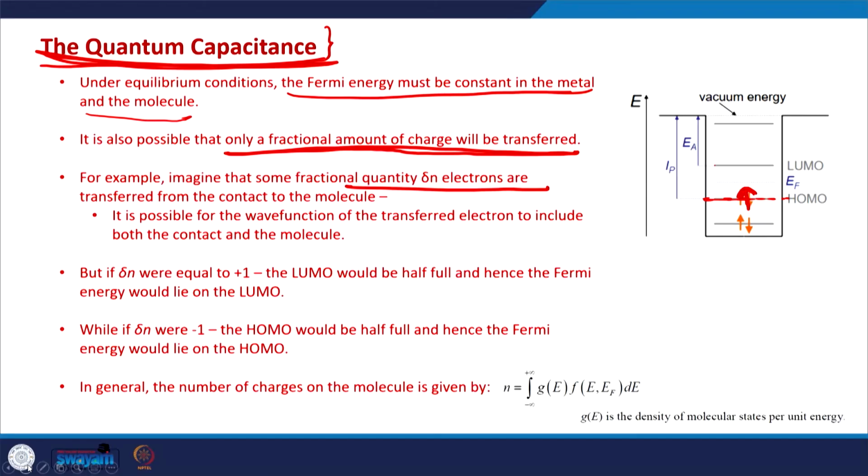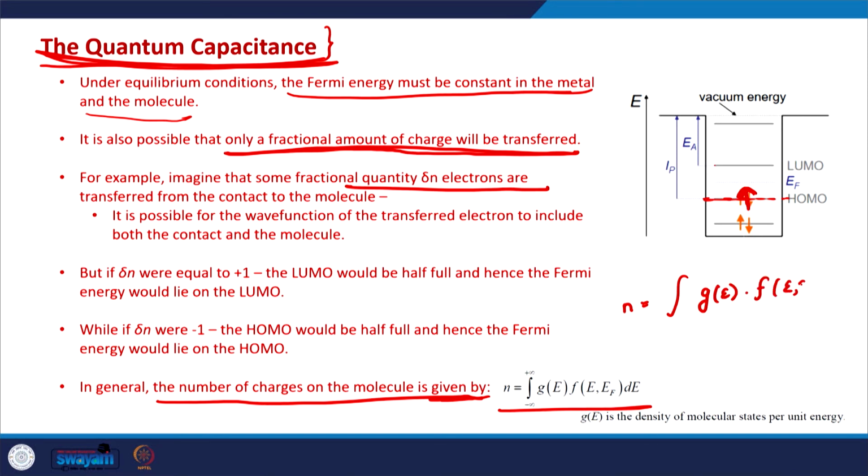In general, let us say the total number of charges on a molecule is given by this relationship, which is a fundamental relationship. So the number is given by the density of states times the Fermi function, integrated over all possible energy values.